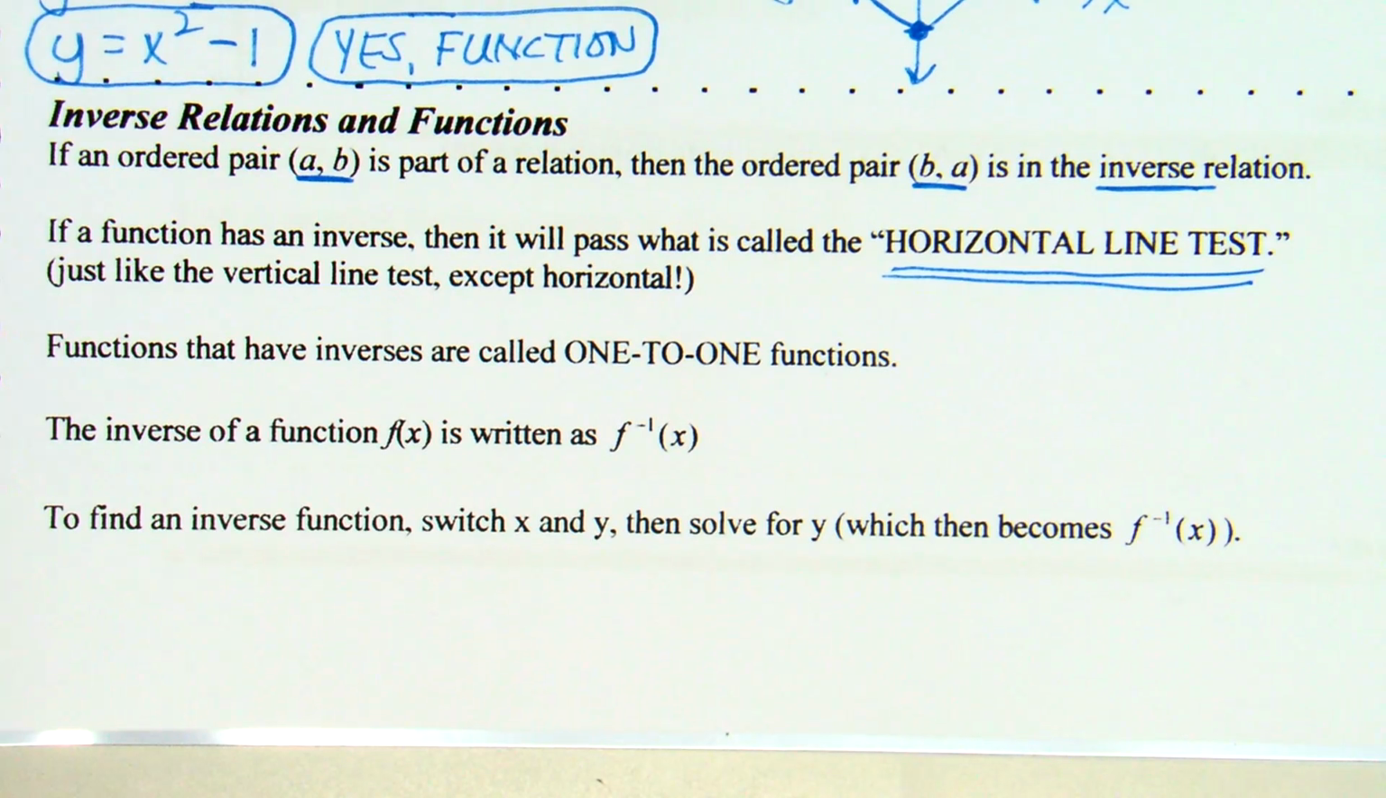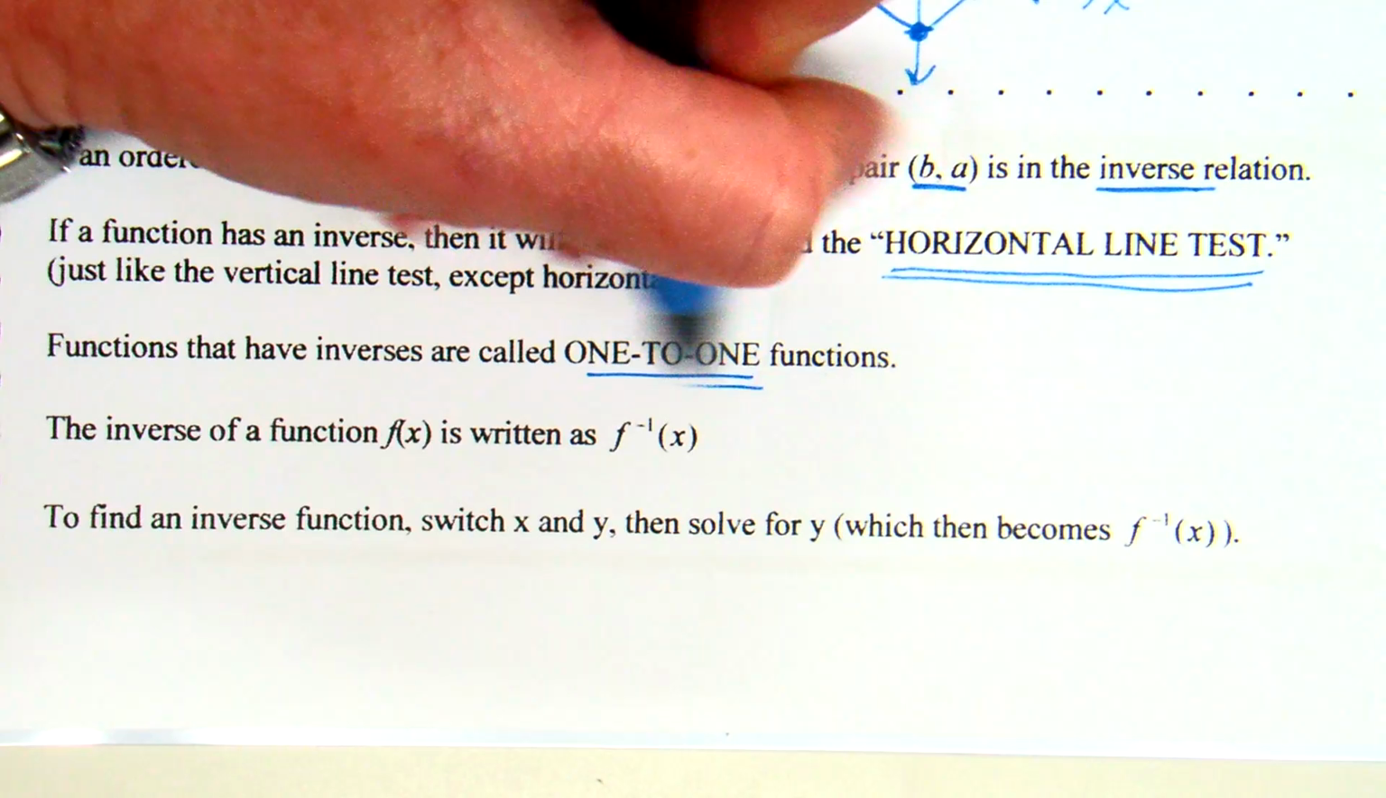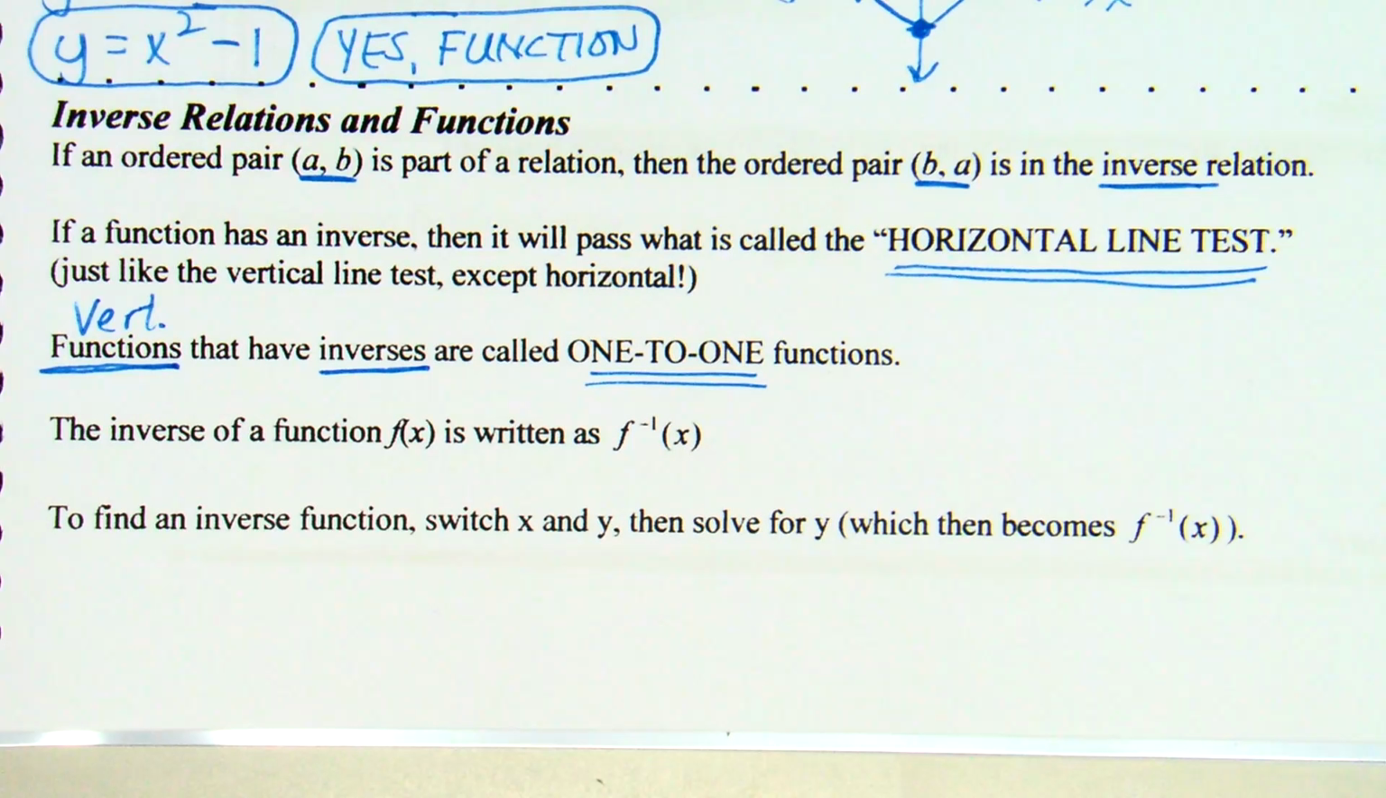Key definition here: functions that have inverses are called one-to-one. Notice what it says: functions that have inverses. How do we tell if something is a function? It passes the vertical line test. How do we tell if something has an inverse? It passes the horizontal line test. So how are we going to tell if something is one-to-one? It's going to have to pass both.